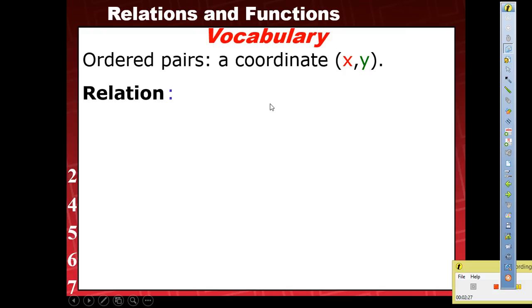Relation, a collection of ordered pairs. Do we know what an ordered pair is? Yes, we already saw it. A collection means a lot of ordered pairs.